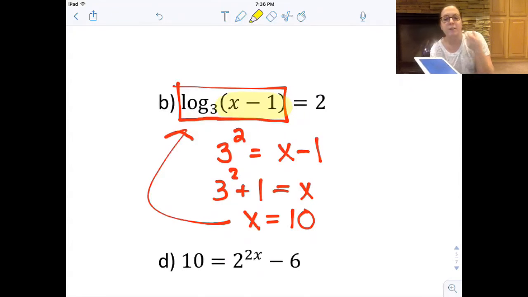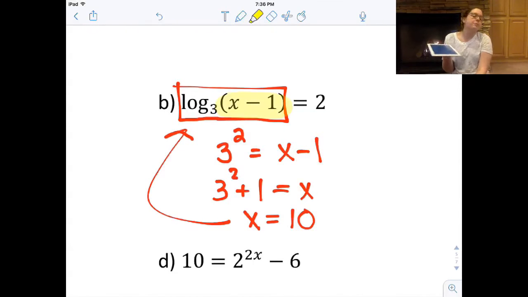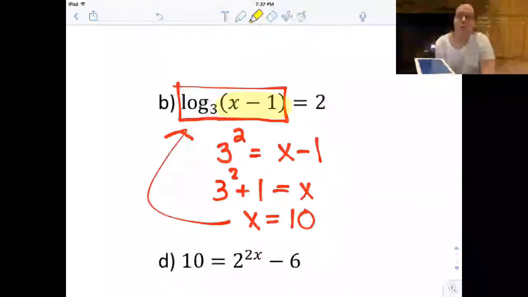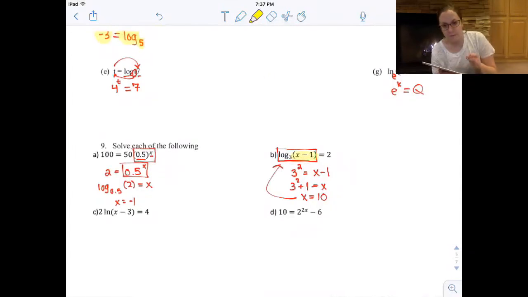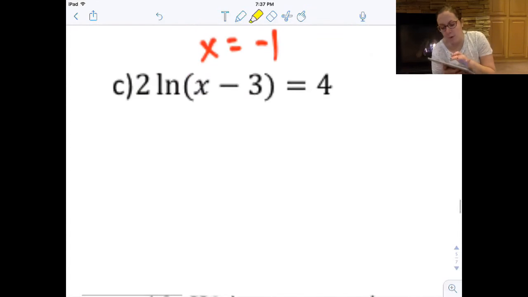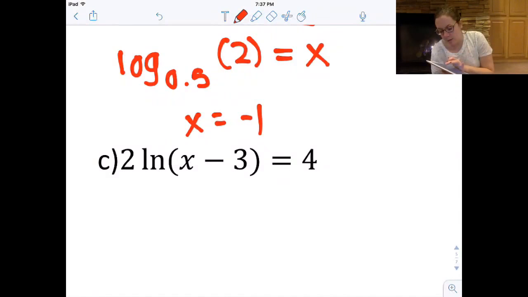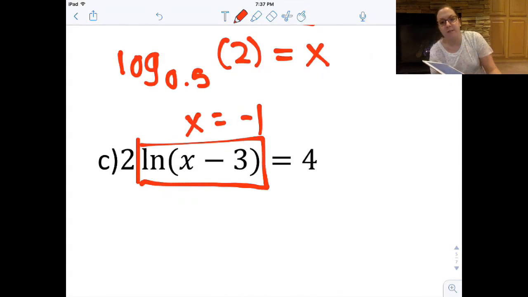All right, one more of these, maybe 2. So this is my log base e of x minus 3. It is not isolated. That 2's got to go. So divide both sides by 2. So ln x minus 3 equals 4. And then it's isolated, so we can convert. So e to the 4th equals x minus 3.